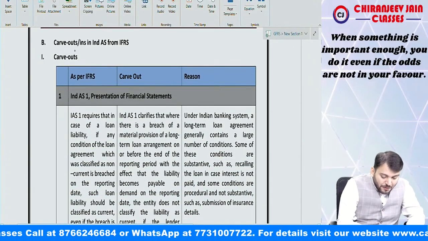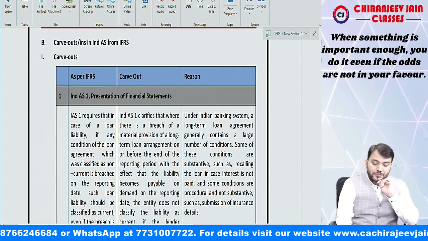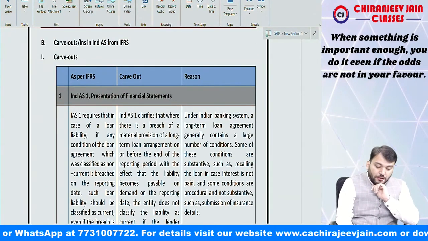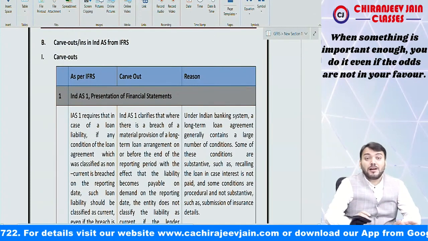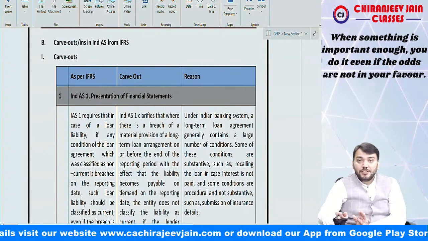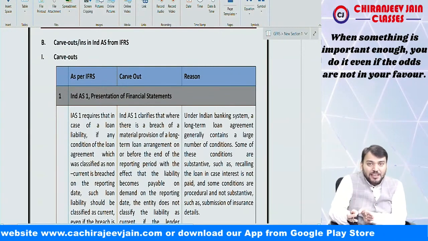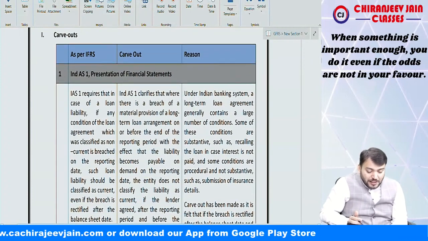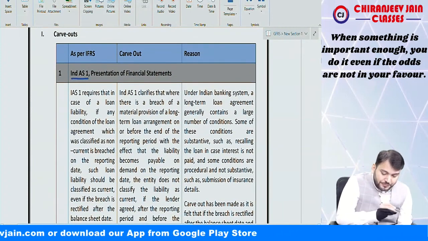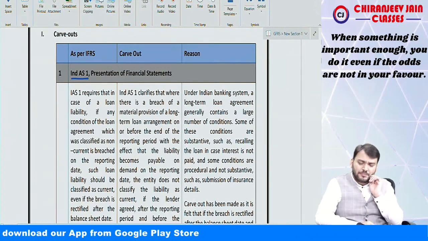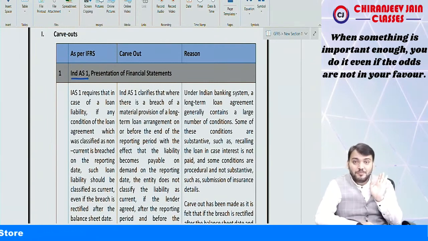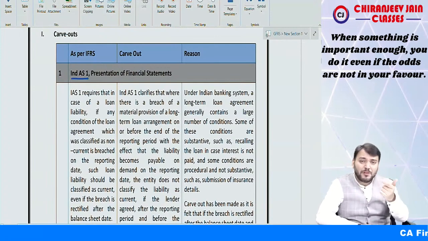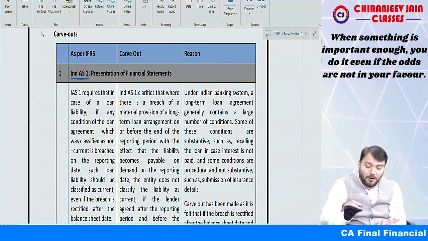So can we start with carve outs? Carve outs. Understood? So first we need to understand what is given as per IFRS or IAS and what is given under Ind AS. So if you understand the difference, automatically IFRS will be covered. So the first difference is under Ind AS 1. Correct? You have already done this under Ind AS 1. We need to understand what is given under IAS 1. So let me first recall what we have done under Ind AS 1 about this point.